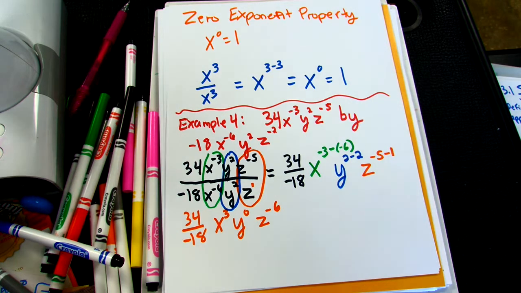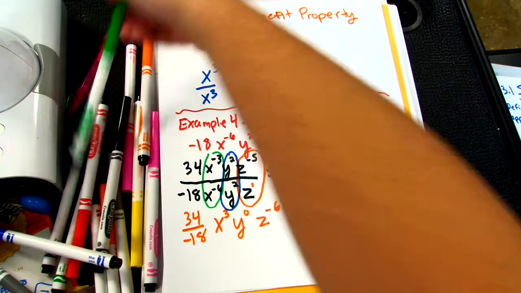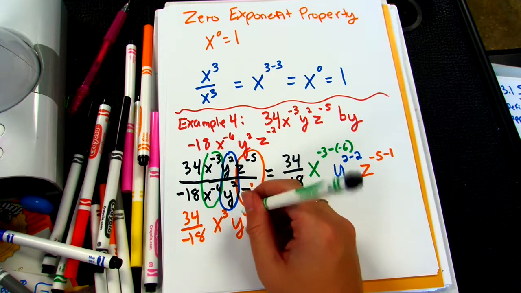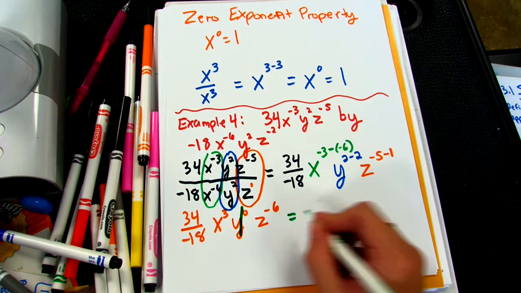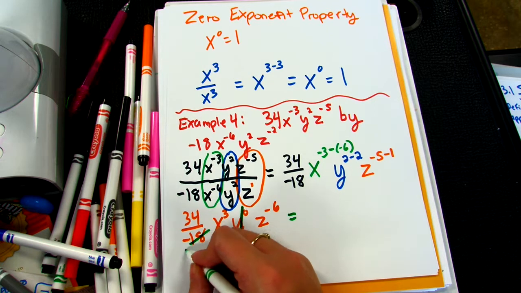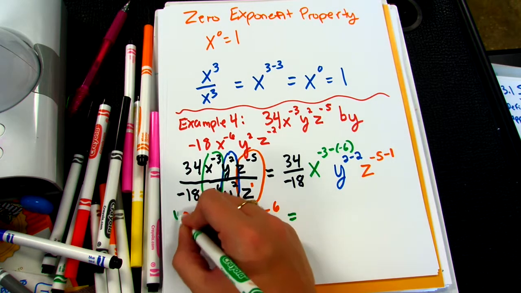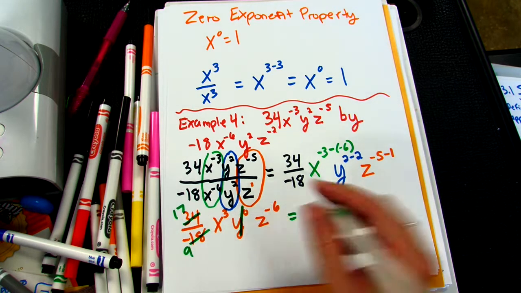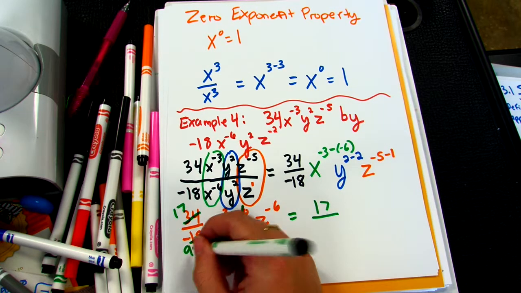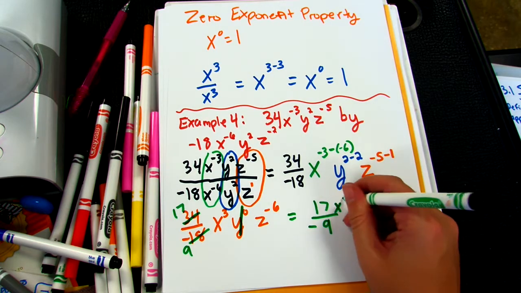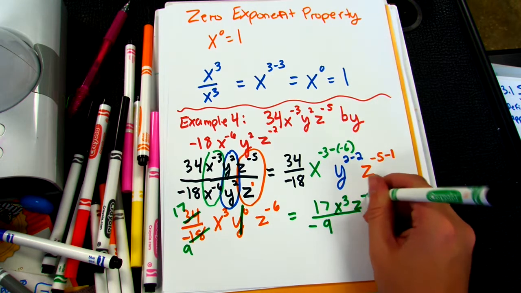Okay, so a couple of things. First thing we want to notice is that y to the 0 is 1, right? Y to the 0 is 1, okay? And then let's go ahead and reduce. Let's see, 2 goes into 18 9 times, and 2 goes into 34 17 times, okay? So let's see, we have a 17 in our numerator, and we have a negative 9 in our denominator. We have x to the third in our numerator, and we have z to the negative 6.